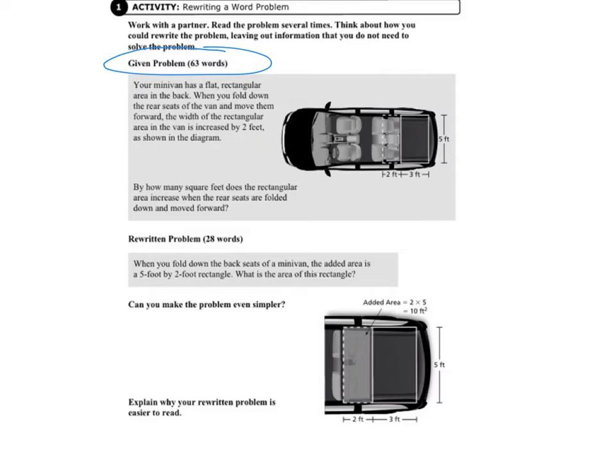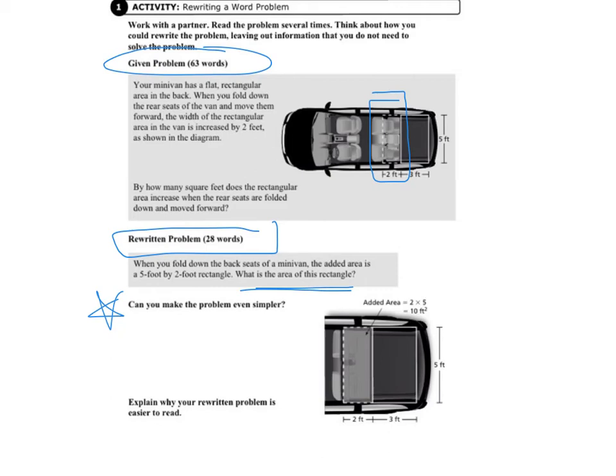So, after we read this, we realize that all we really need to find out is the area of this additional rectangle. So, the rewritten problem only has 28 words. When you fold down the back seats of a minivan, the added area is a 5-foot by 2-foot rectangle. What is the area of this rectangle?